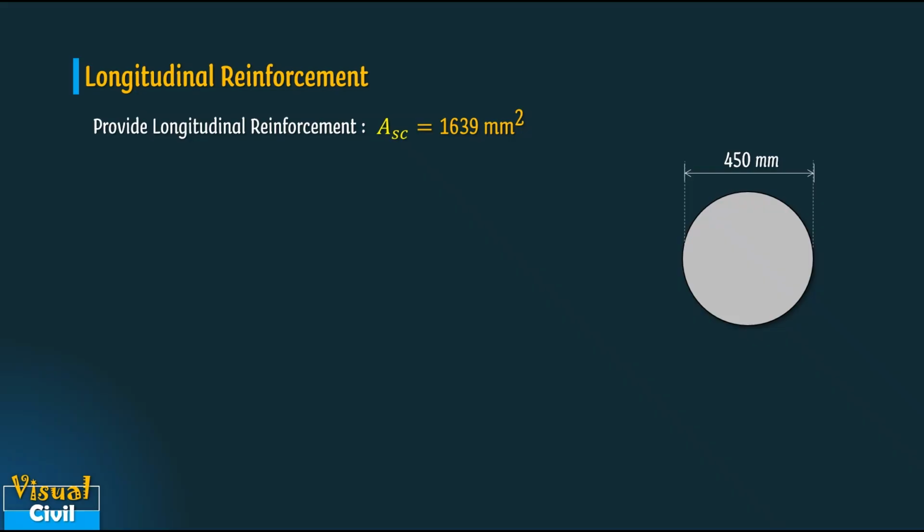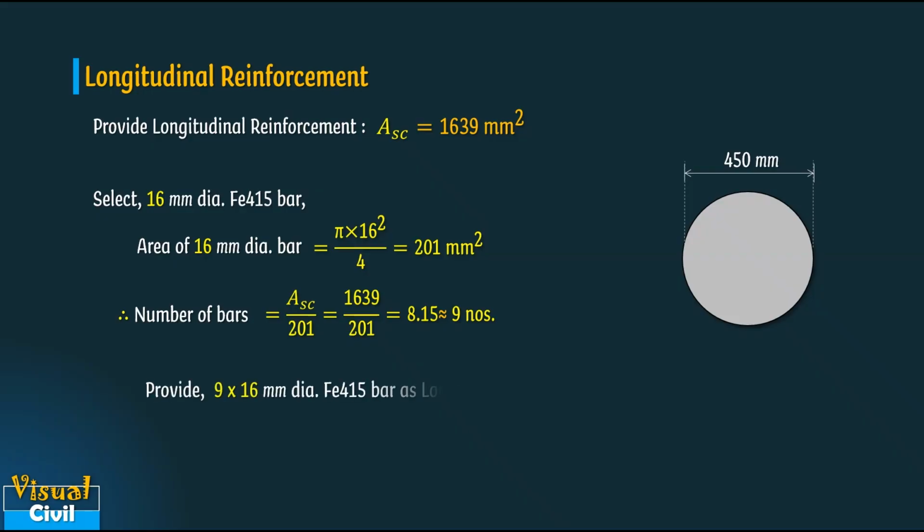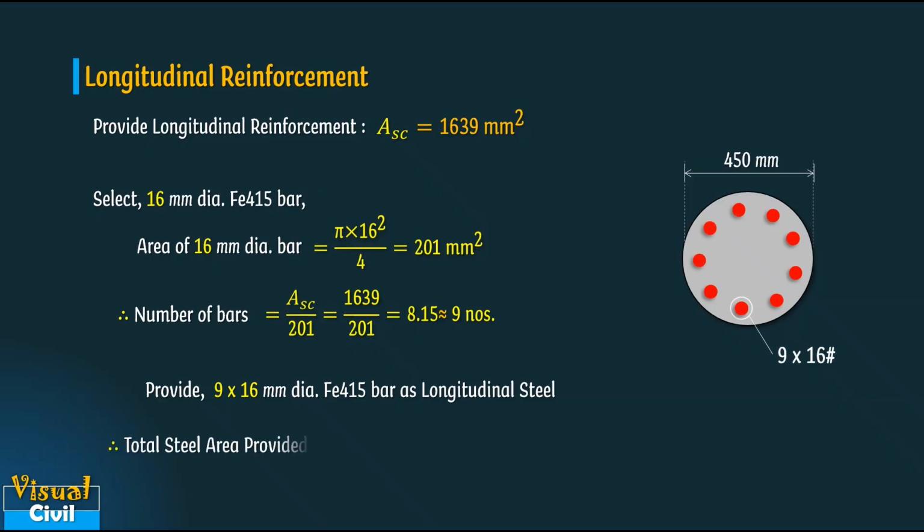For the design, let us select bars of 16 mm diameter, each having a cross-sectional area of 201 mm square. Dividing the required steel area by the area of one bar, we get approximately 9 bars. Therefore, we provide 9 number of 16 mm diameter bars as longitudinal reinforcement, giving a total steel area of 1809 mm square.